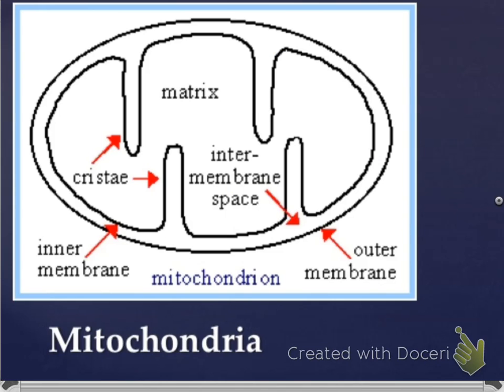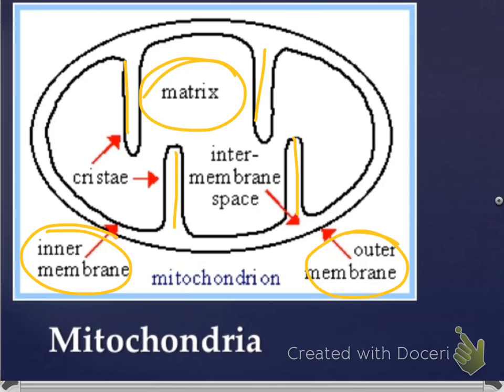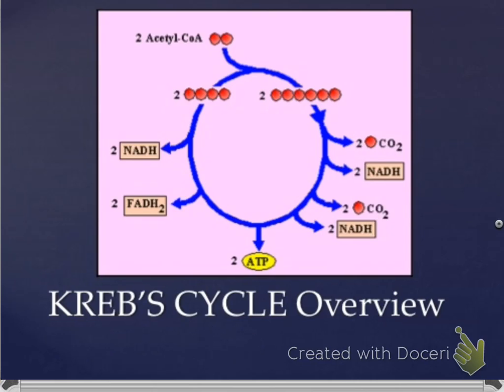So next, I just want to go over the basic structure of a mitochondria. You have your cristae, which are these parts here. It kind of looks like old caves that you might walk through. You have an outer membrane and an inner membrane. And then you have the matrix, which is this area in here. This inner membrane space is, yes, a part, but we really won't talk about it.